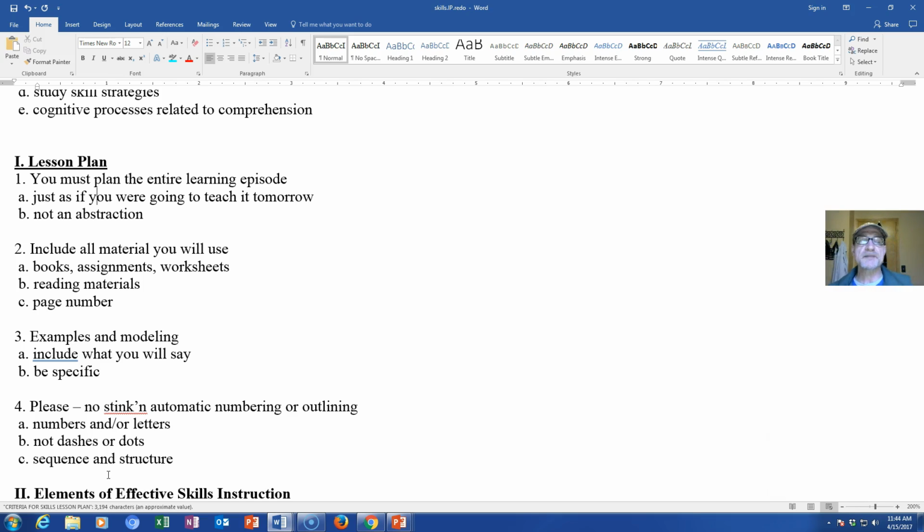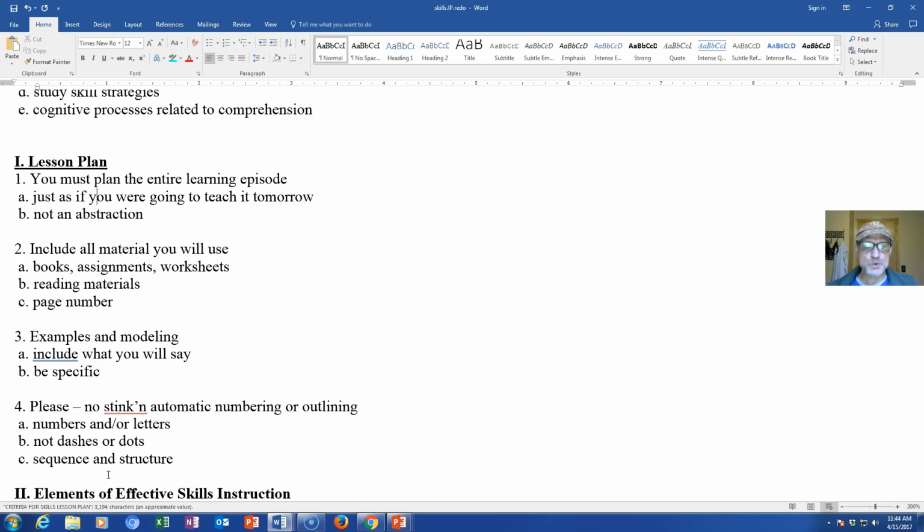The rule of thumb is you should be able to hand it to a substitute teacher. They should be able to look at it and replicate exactly what you are going to do. That means you have to include all the material you are going to use. Books, assignments, worksheets, reading materials, page numbers. Exactly. That's what a lesson plan is. Examples and modeling must be there.